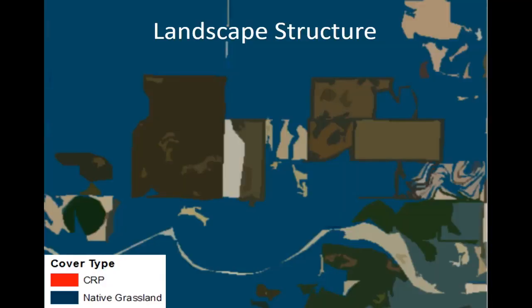So now we're going to go from the regional scale down to landscape structure. Shown here, we have all of our native working grassland in blue. Everything else is cropland. We come in and put in a CRP. Well, how does the surrounding landscape around that CRP influence its utility for lesser prairie chickens?